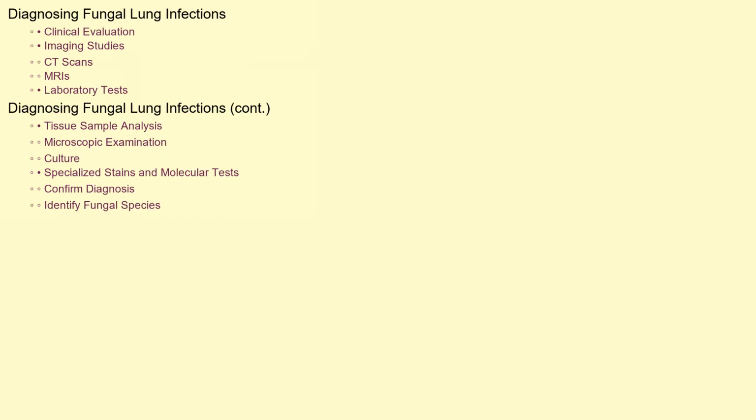How is a fungal lung infection diagnosed? Diagnosis typically involves a combination of clinical evaluation, imaging studies, and laboratory tests. Imaging techniques such as CT scans or MRIs are essential for visualizing the extent of the infection in the lungs, sinuses, and surrounding tissues. A definitive diagnosis requires identifying the fungus through microscopic examination and culture of tissue samples obtained from biopsies of the affected area. Specialized stains and molecular tests can help to confirm the diagnosis and identify the specific fungal species involved.